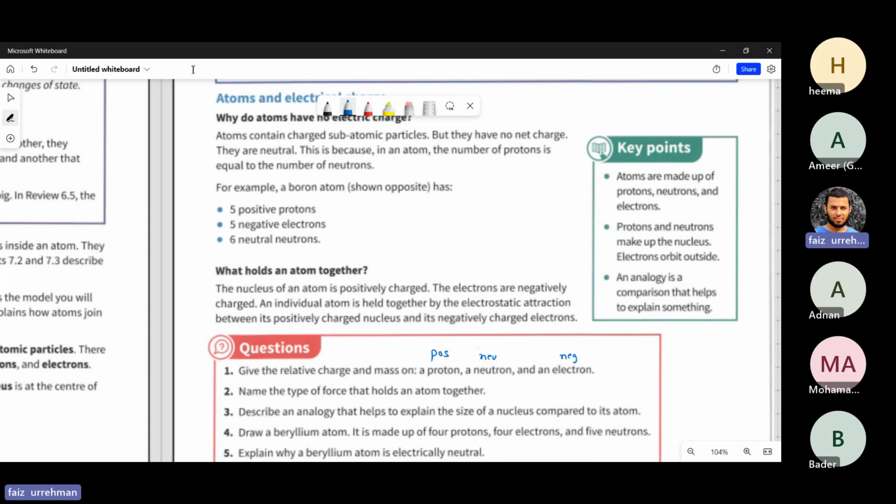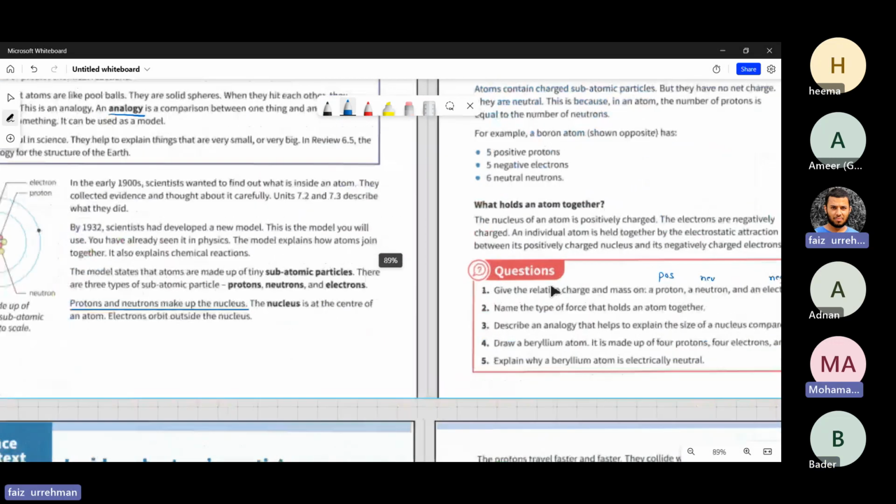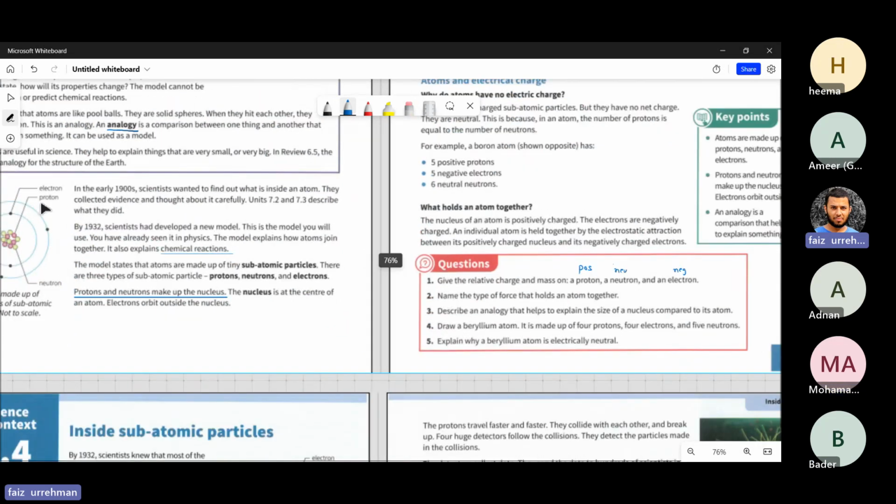Chemical bond is the answer for this. Wait, chemical bond what here? Yes, and it's written here also. It also explains chemical reaction. So chemical bond is the answer.